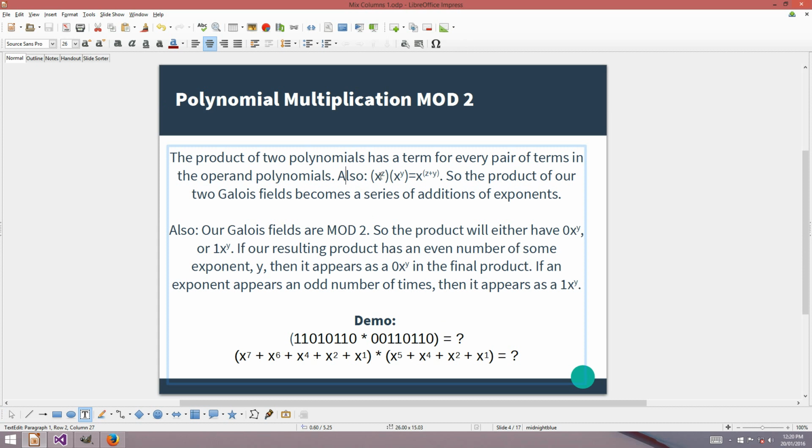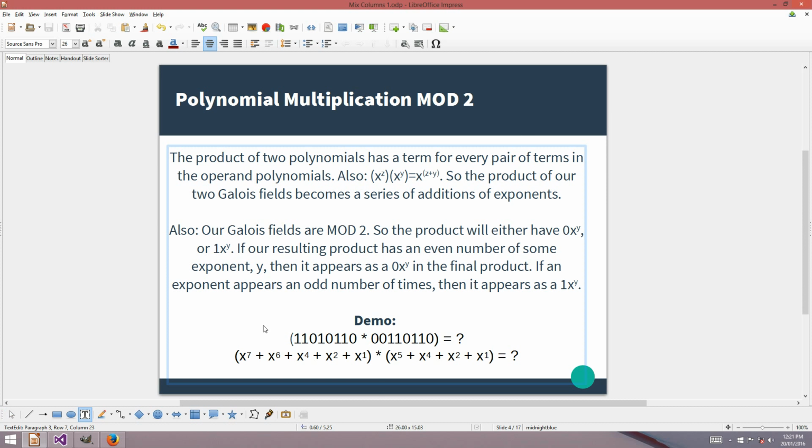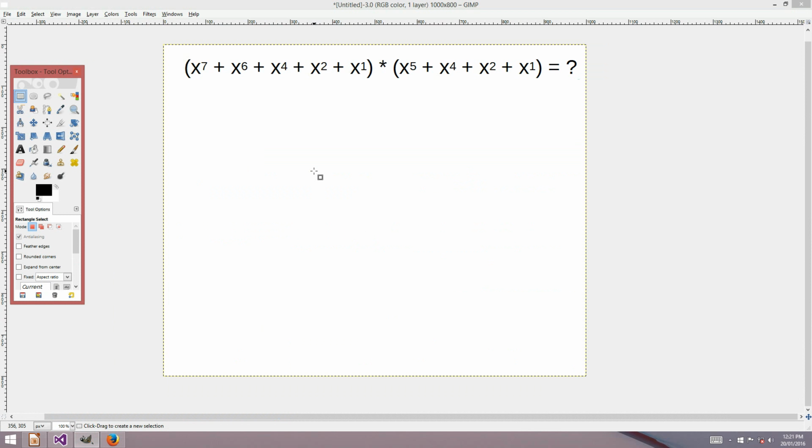And you also might remember that x to the power of z multiplied by x to the power of y equals x to the power of z plus y. So the products that we're going to be finding here in our Galois field actually become a series of additions of exponents. And at the end we've also got to do the mod 2 thing. Okay, but let's have a bit of a demo on how this works.